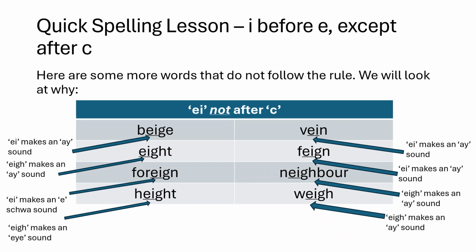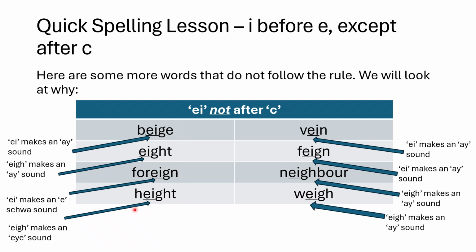Here are some more words that do not follow the rule. We will look at why. In these words, we have the vowel digraph EI not after the letter C. Beige. In this word, the EI makes an A sound. Eight. In this word, the E, I, G and H make an A sound. Foreign. In this word, the EI makes an E schwa sound, that unstressed syllable.